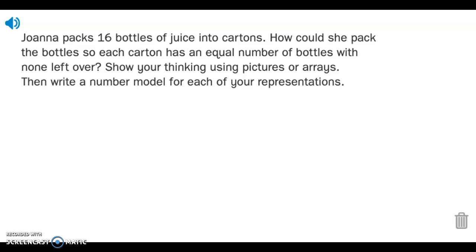Okay, we are in 8-3 math message. It says Joanna packed 16 bottles of juice into cartons. How could she pack the bottles so each carton has an equal number of bottles with none left over? Show your thinking using pictures or arrays. So you need to show a picture or an array. Then write a number model for each of your representations. So for each of your pictures or arrays, you'll need a number model at the end.